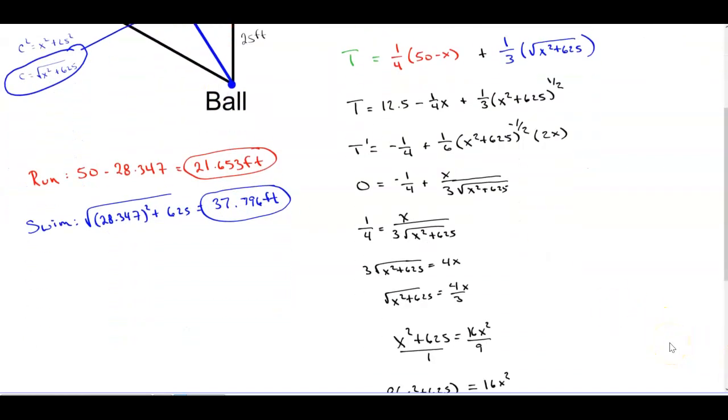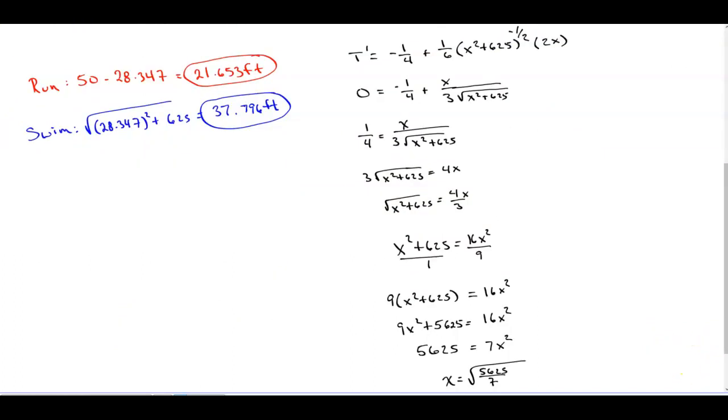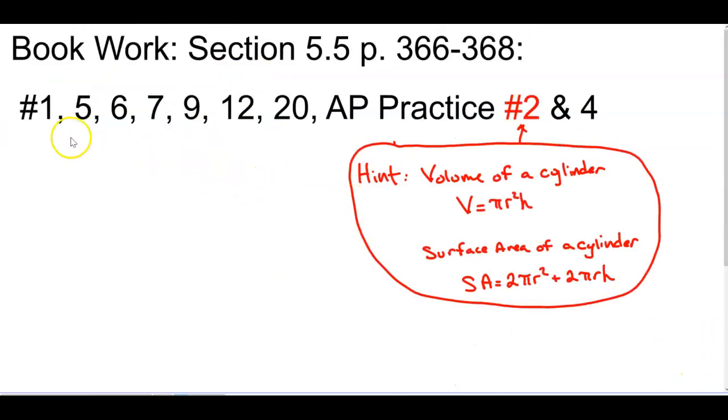All right, like I said, you can hit pause at any point. Go back and rewatch these videos. Tonight's homework is in the textbook. I gave you a little hint on number 2. You need the volume of the cylinder and the surface area of the cylinder. One of those is your constraint, and the other one is what you want to minimize or maximize. I can't remember which. All right, good luck.